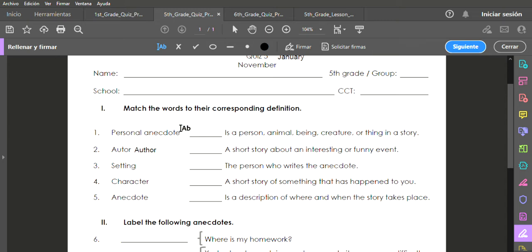What can this be? Okay? You have to write the number.